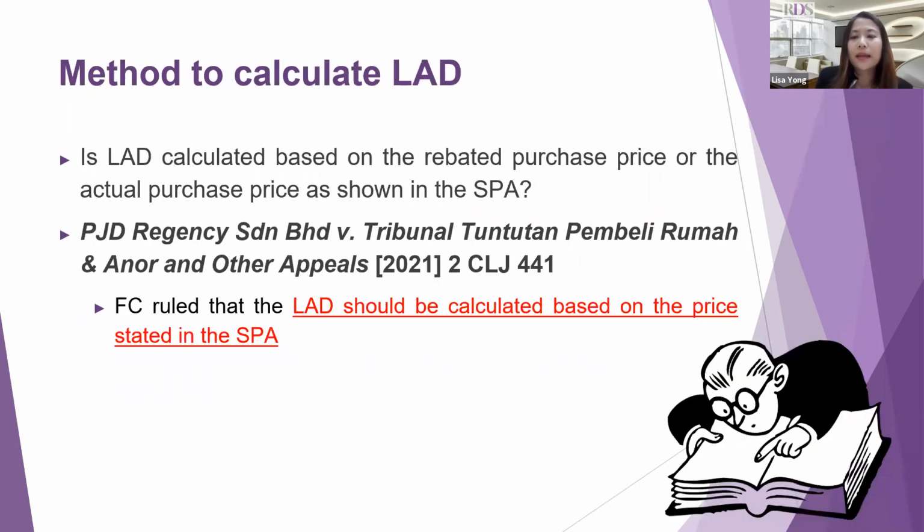So what are the methods to calculate LAD? I think everyone will be asking whether the LAD shall be calculated based on the rebated purchase price or the actual purchase price as shown in the SPA. I think it's a common practice these days where developers would offer some discounts towards the purchase price.